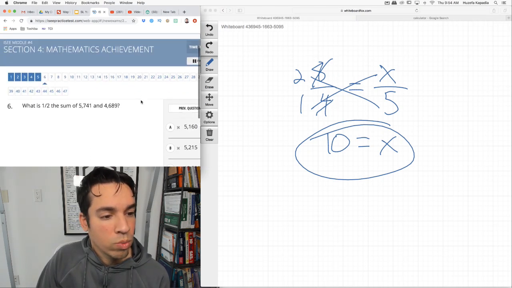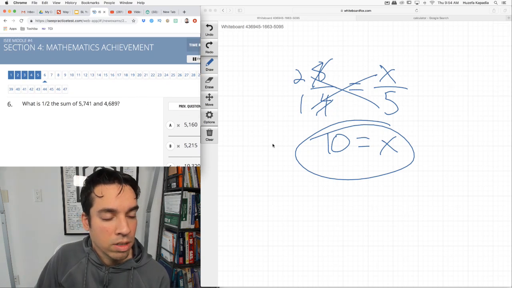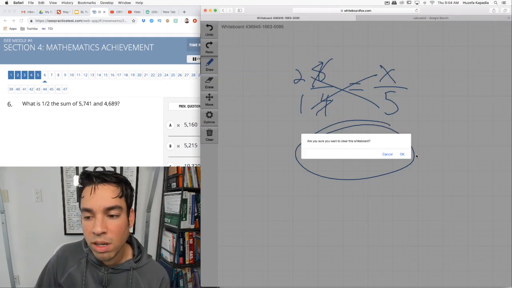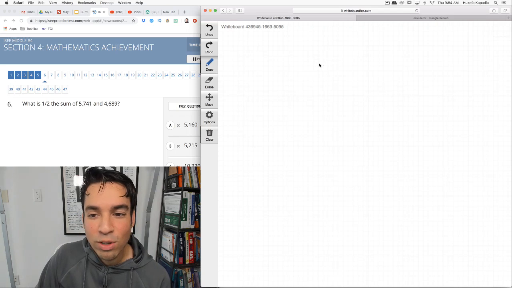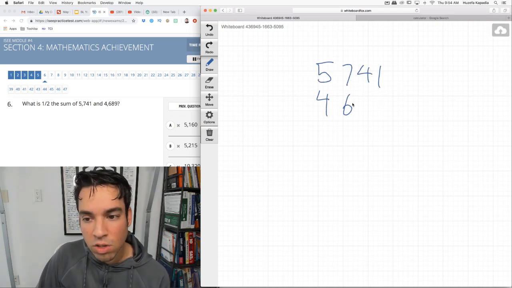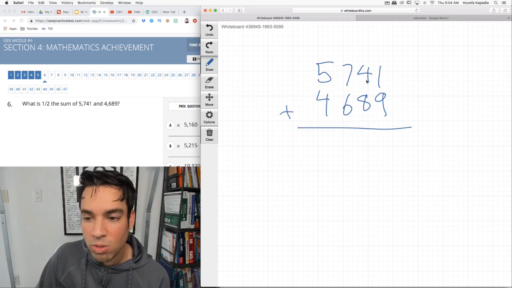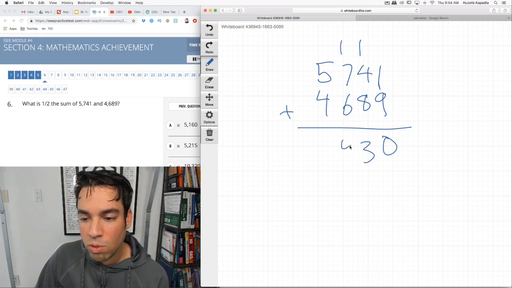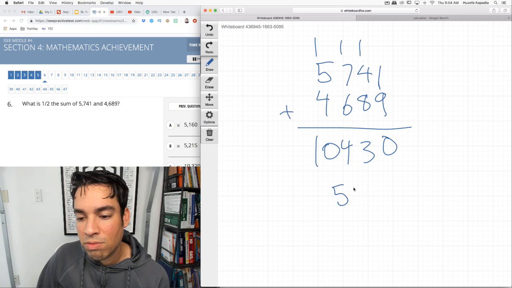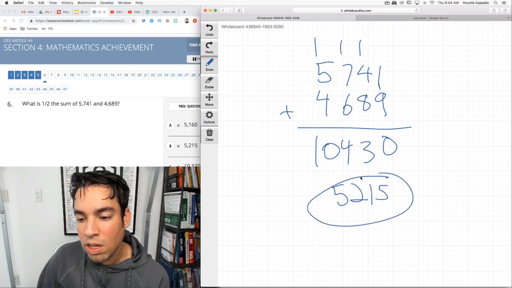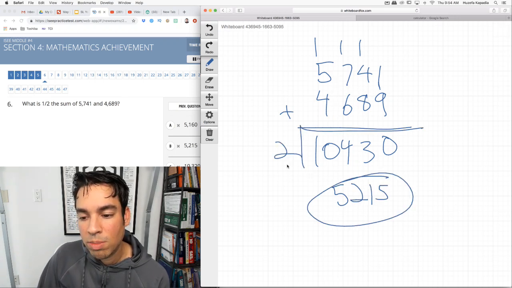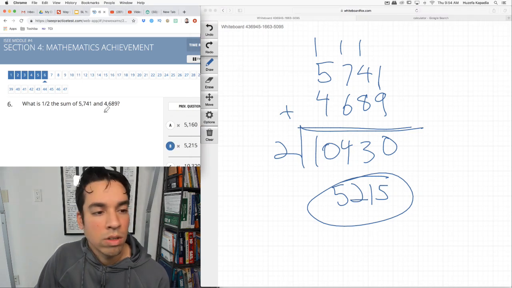What is 1/2 the sum of those two guys? Okay, if we had a calculator, this would be great, but we don't. So we gotta go ahead and set this up and just add these guys like so, and then take half, meaning divide by 2. Make sure on these problems you copy the numbers down carefully, in which we did. 13, carry the 1, 14, carry the 1, 10, and divide it by 2, but we can do that mentally. That's 5,215. If you're unsure, just set it up and divide by 2 like so.